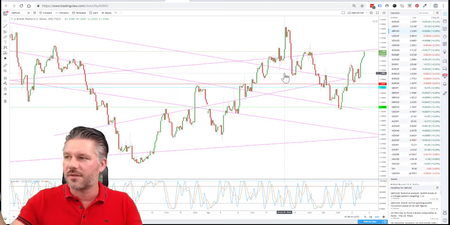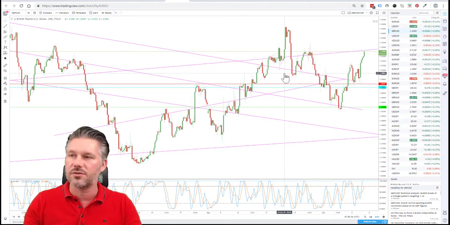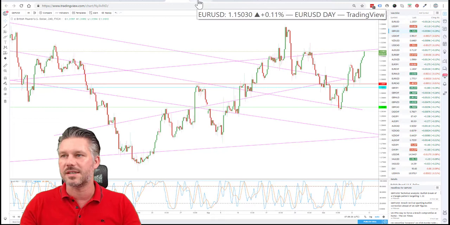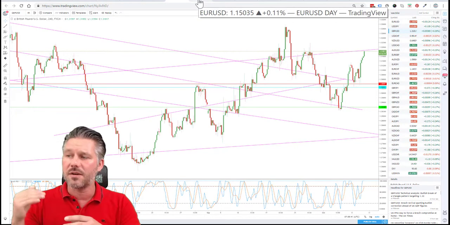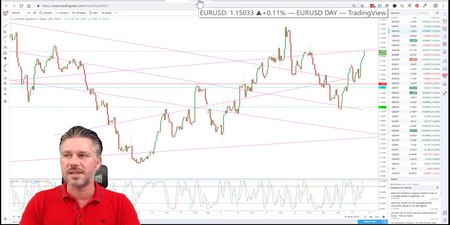But again, very easy to follow once you've got these trend lines that you can trust, and that's what it's all about really, is the price action. You know, where are you going to enter and exit those trades? That's what it's all about.